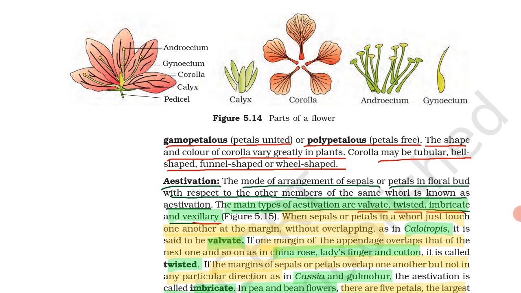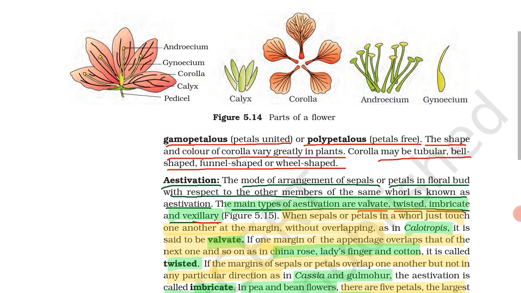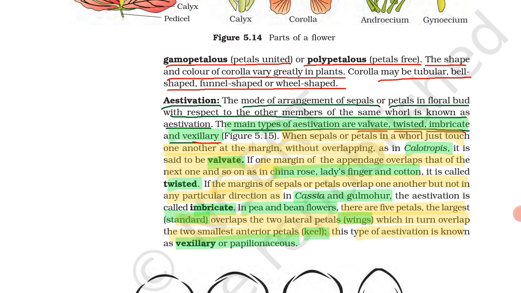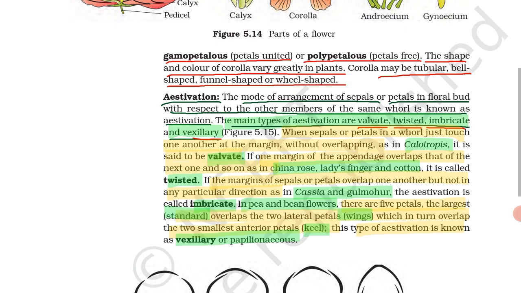Next is aestivation. So what is meant by aestivation? The mode of arrangement of sepals or petals in floral bud with respect to the other members of the same whorl is known as aestivation. The main types of aestivation are valvate, twisted, imbricate and vexillary. So four types of aestivation we are going to learn.